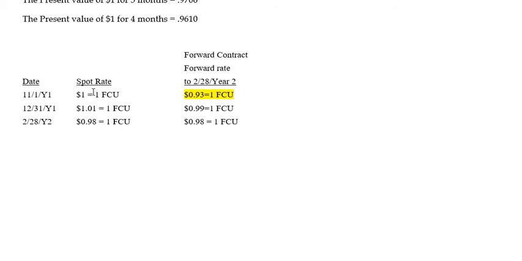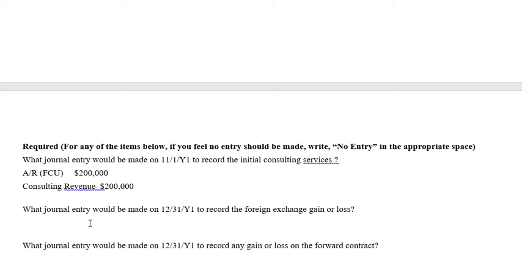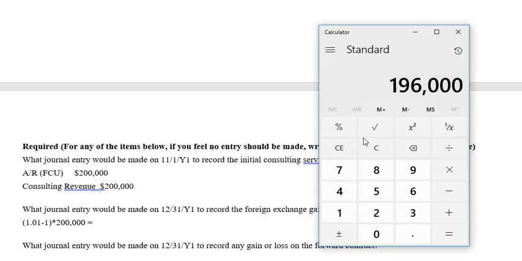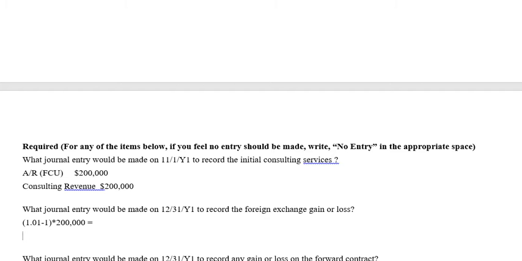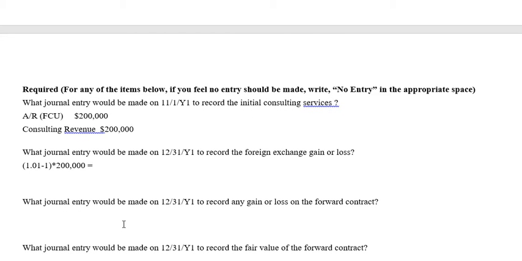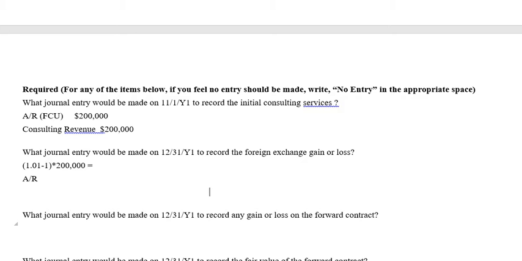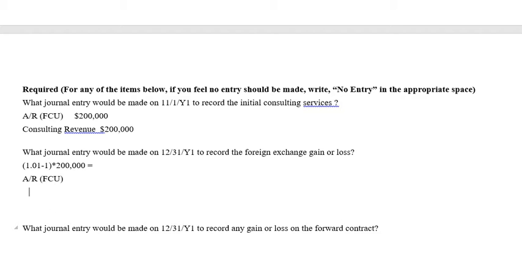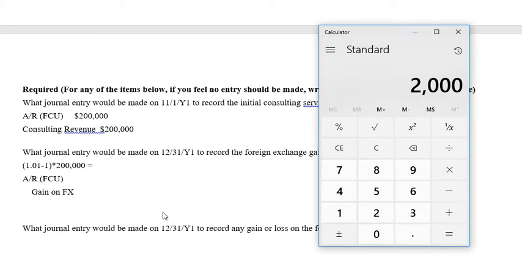What is the journal entry to be made on 12/31 to record foreign exchange gain or loss? Gain or loss, it's going to be a gain, it went up. Gain, AR is going up. AR in foreign currency. Sorry, 2,000.